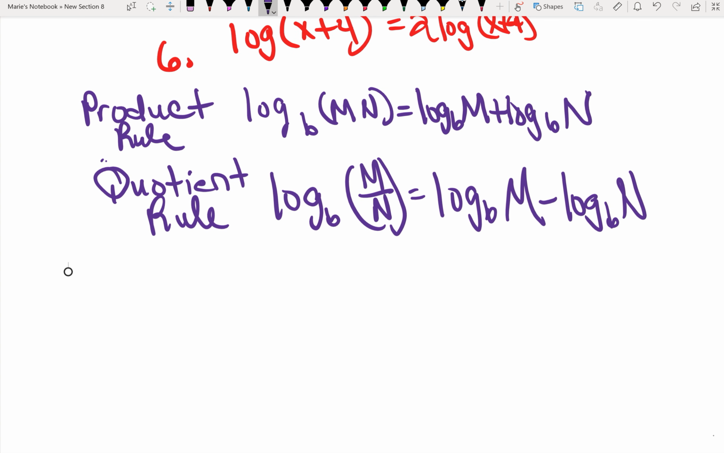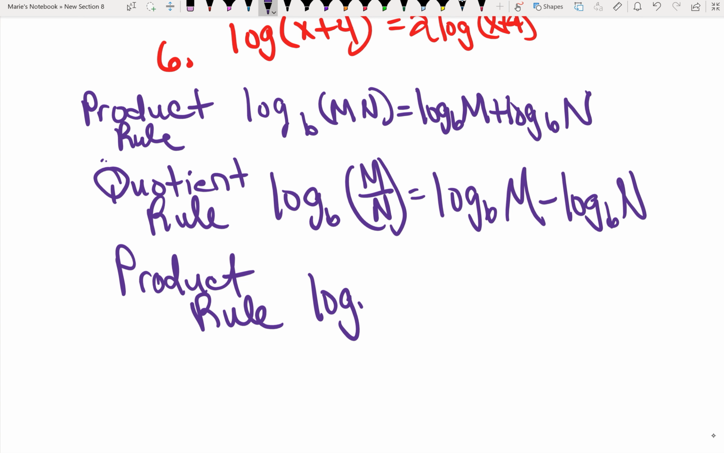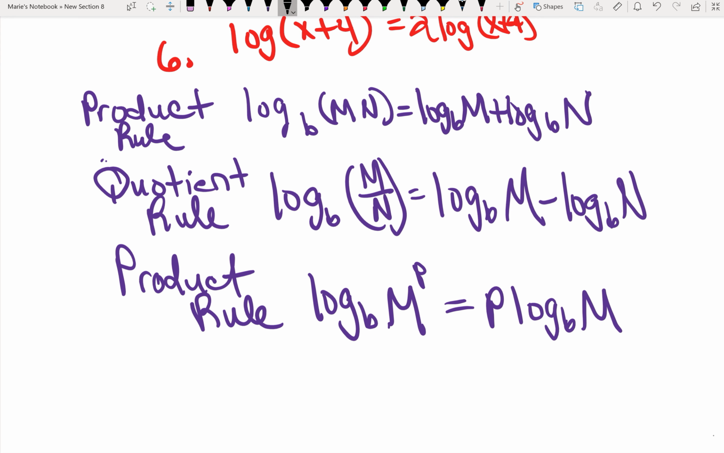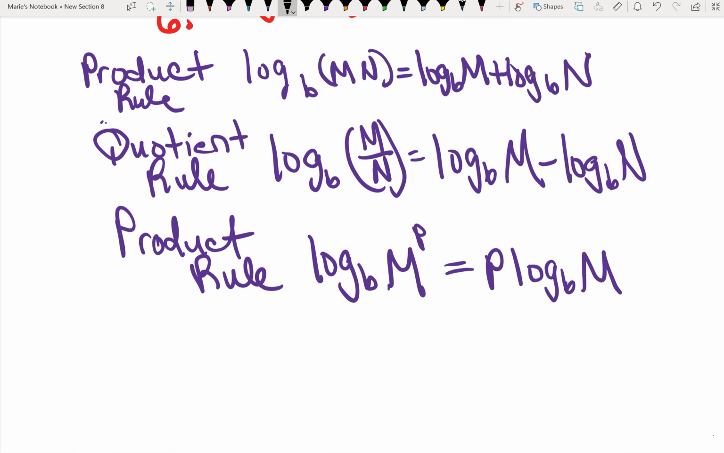All right, and then the last one that we just did is the power rule. And in the power rule we have, again, log base b of m to some power, and so when we expand it, it would be p times log base b m.